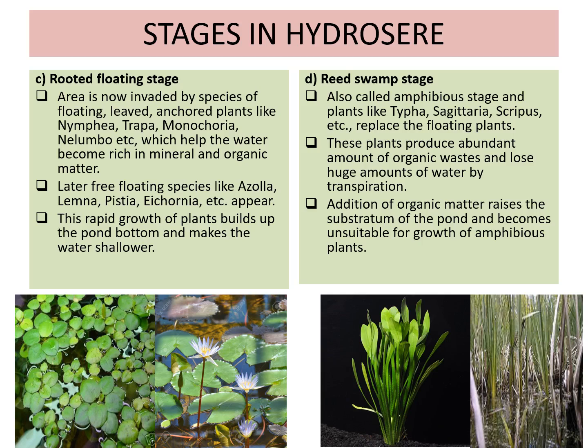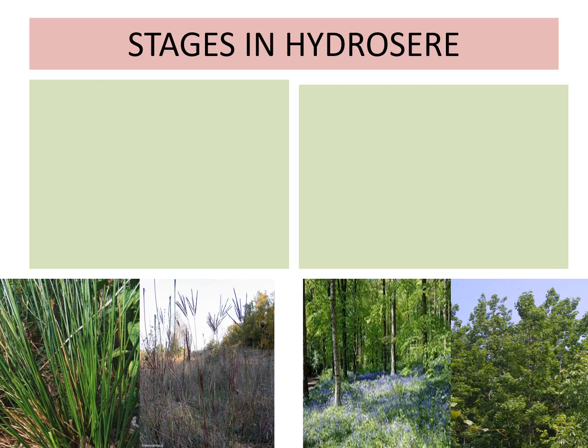Next is the reed swamp stage, also called amphibious stage. The plants like Typha, Sagittaria, Scirpus replace the floating plants. These plants produce abundant amount of organic waste and lose huge amount of water by transpiration. Addition of organic matter raises the substratum of the pond and it becomes unsuitable for growth of the amphibious plants.